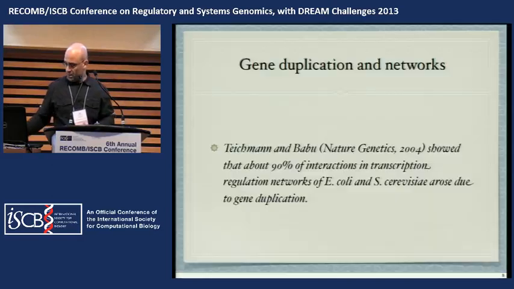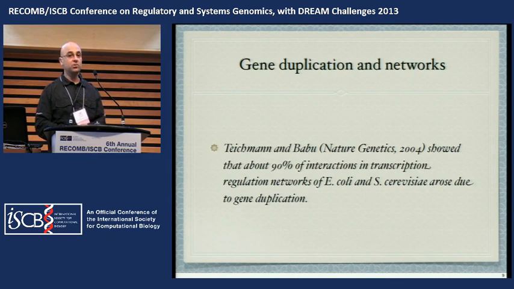Okay. So just recently, Teichmann and Babu showed in 2004 that about 90% of interactions in the regulatory network of E. coli and Saccharomyces cerevisiae actually arose due to gene duplication. Okay. So there has been some work looking at the role of duplication in the evolution of these regulatory networks.